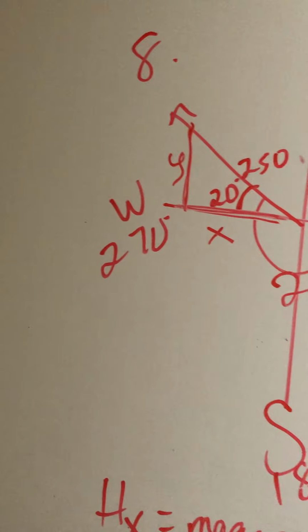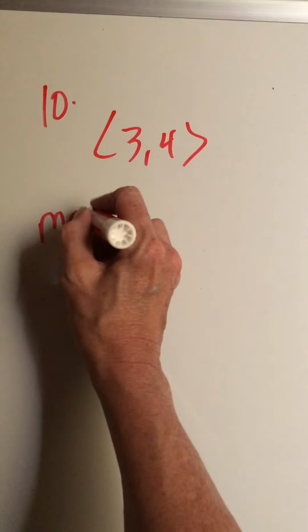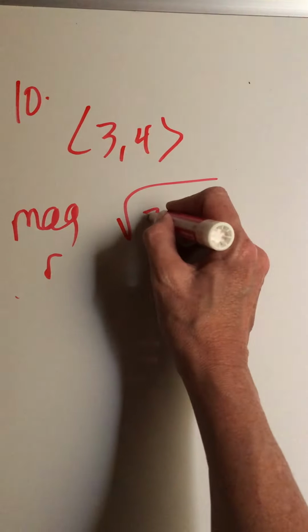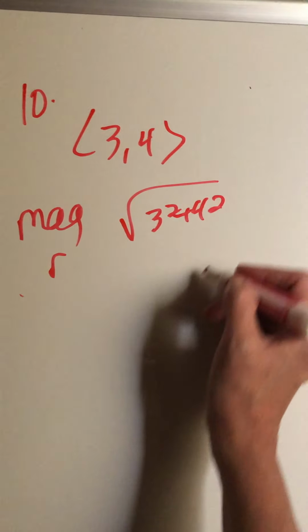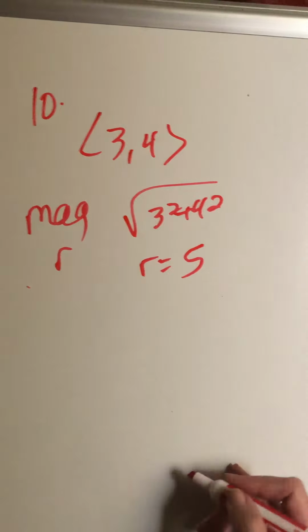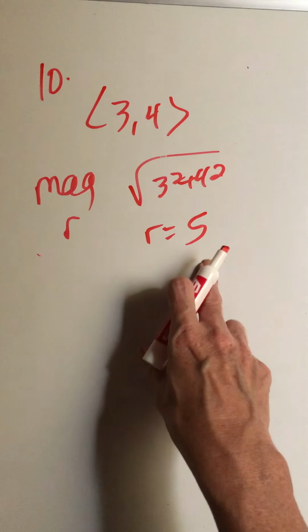Okay, then on number 10, we want to find the unit vector that has the same direction as the given vector. So my vector is 3, 4. So what you have to find first is your magnitude, or r, okay? Magnitude and r are the same thing. So square root of 3 squared plus 4 squared. Hopefully some of you recognize that this is a 3, 4, 5 Pythagorean triple, because again, we're always talking about right triangles. So this is like an A and a B, and you need your C.